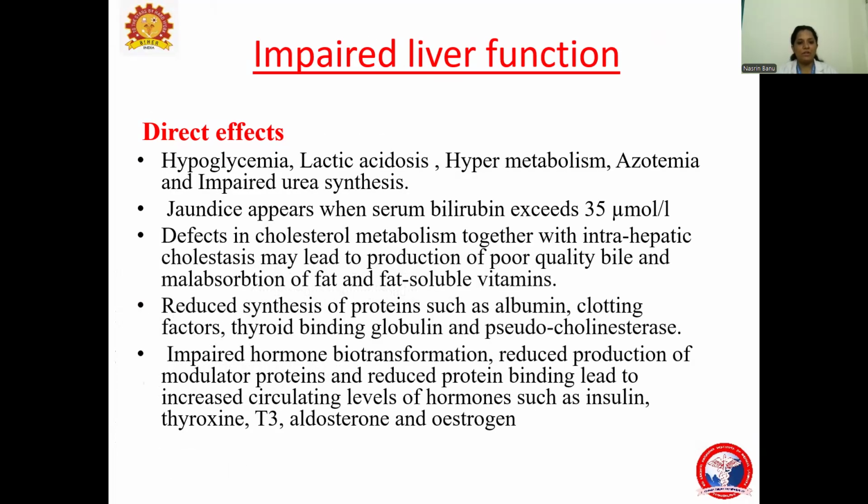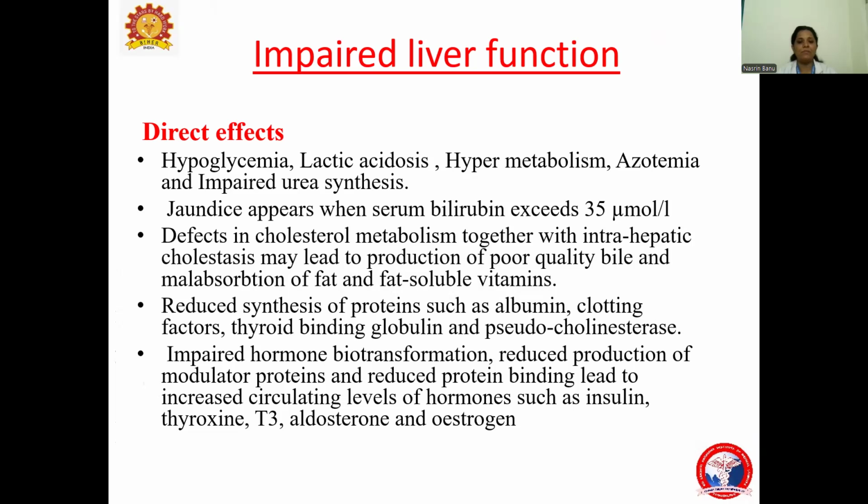Now, impaired liver function, direct effects. Impaired liver function will lead to hypoglycemia, lactic acidosis, hypermetabolism, azotemia, and impaired urea synthesis. Jaundice appears when bilirubin exceeds 35 micromoles per liter.